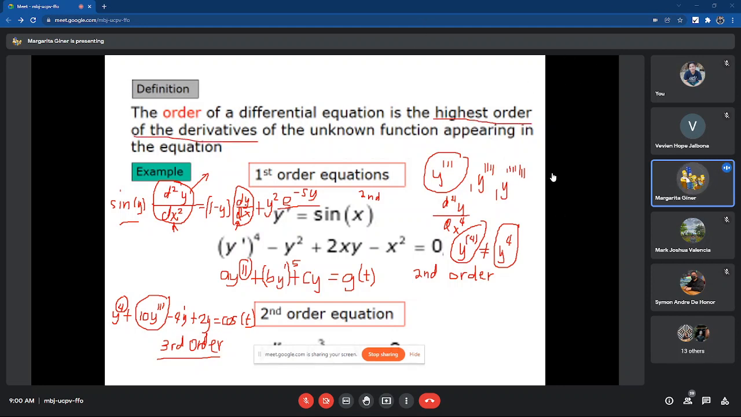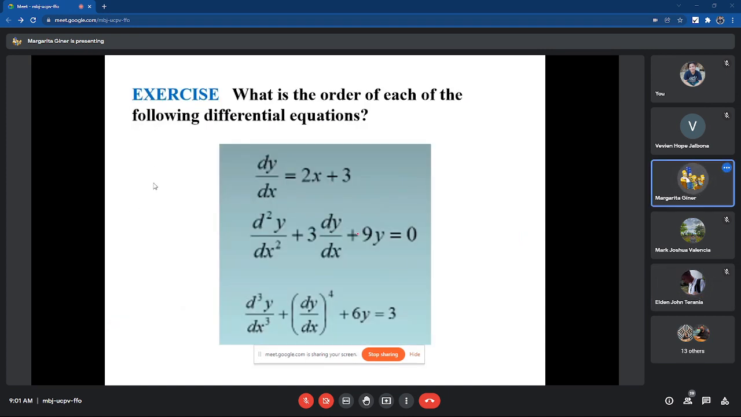Question before I proceed with degree? Wala. Okay, good. All right, so let's try to do some exercises. What is the order of the following differential equation? Somebody from group B. First. Okay, first order.